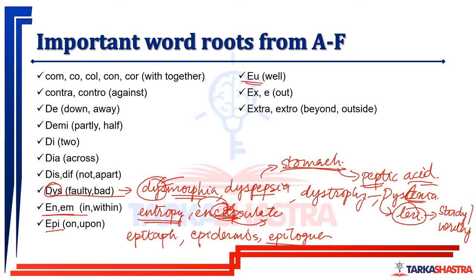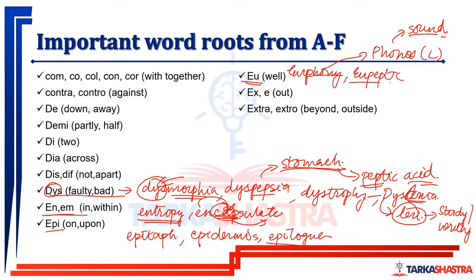Next, let's take a look at EU, which means well. Euphony. Phony is derived from phonos, which is sound. Euphony, which sounds well together. Euphoria. Phoria means sense of being. And if we are saying it is euphoria, it is feeling good. Sense of well-being. Dysphoria, sense of not being well. Eupeptic, as I told you, pep has to do with stomach. Eupeptic, something that allows you to have good digestion.